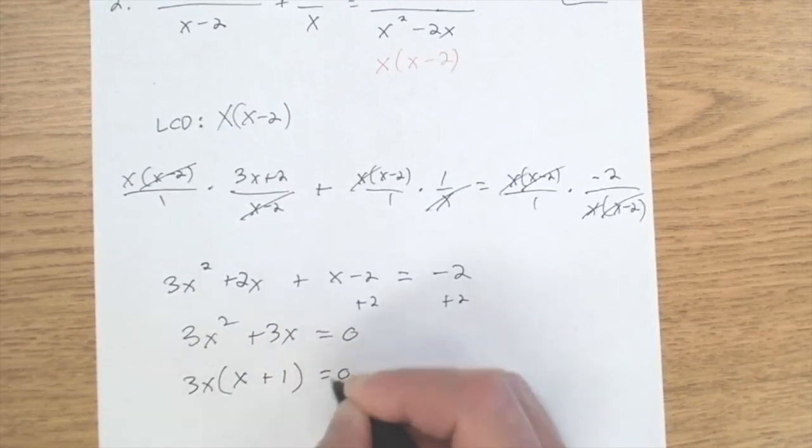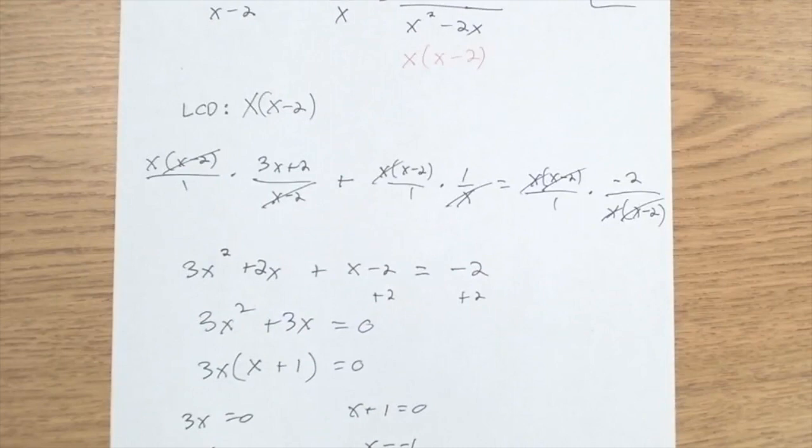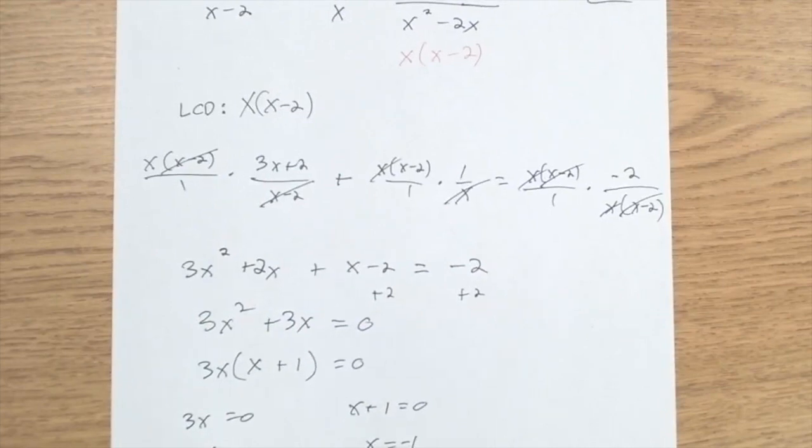And then we would take each factor and set it equal to 0 and solve. So I get x equals 0 and x equals -1. Okay. So these are two potential answers. They could both work, but remember what I said on the last problem, we've got to go back and make sure that none of them cause the denominator to be 0.